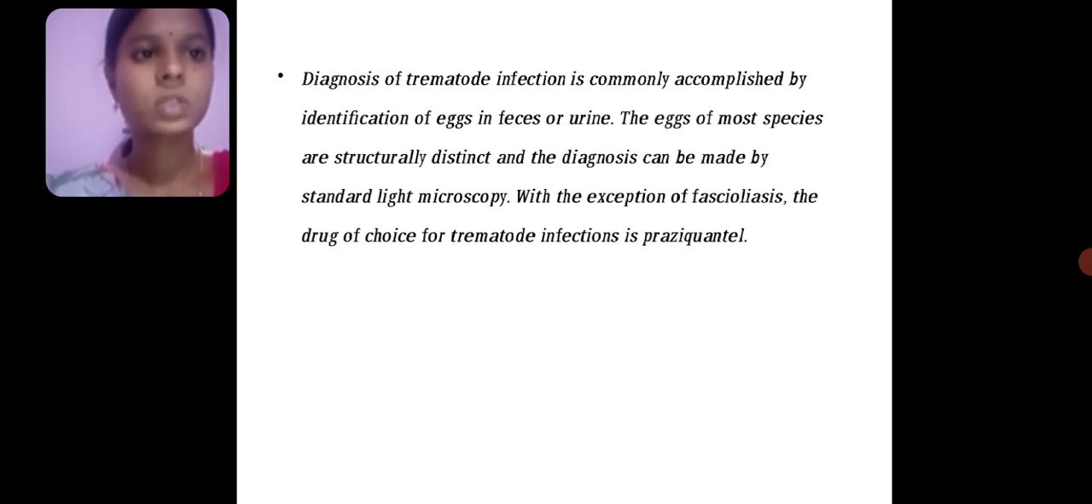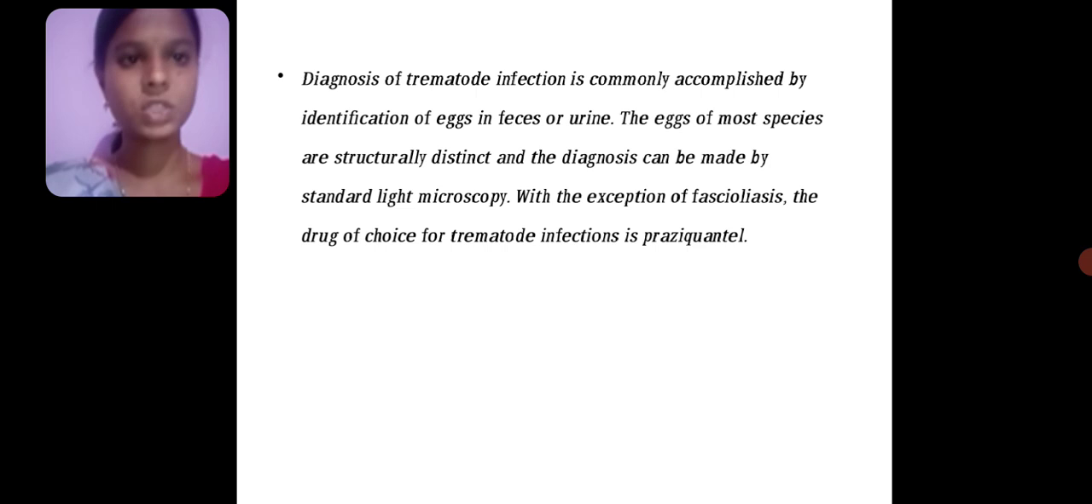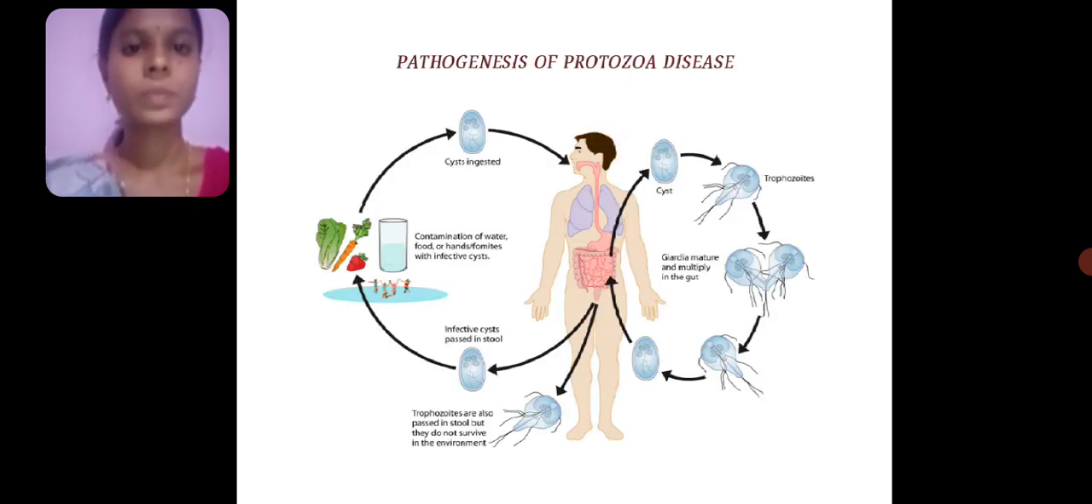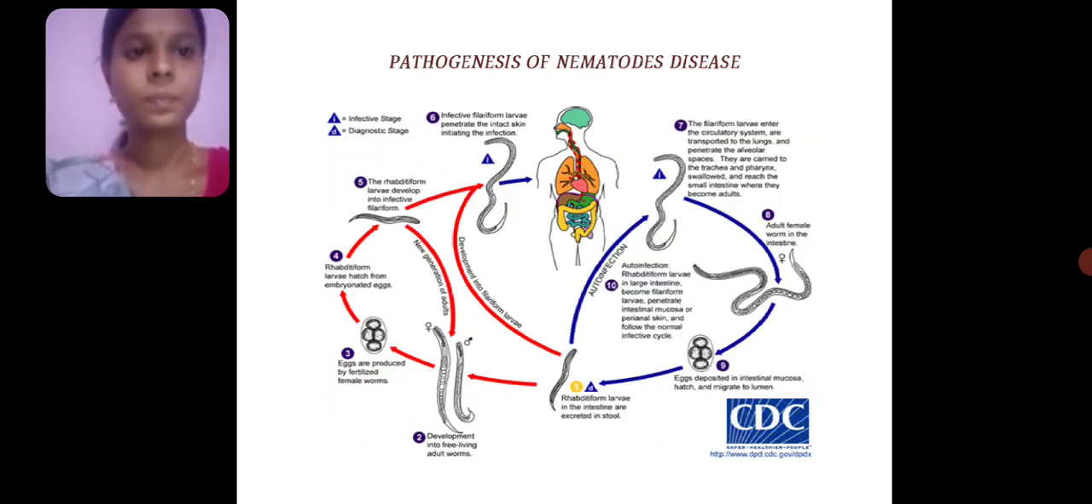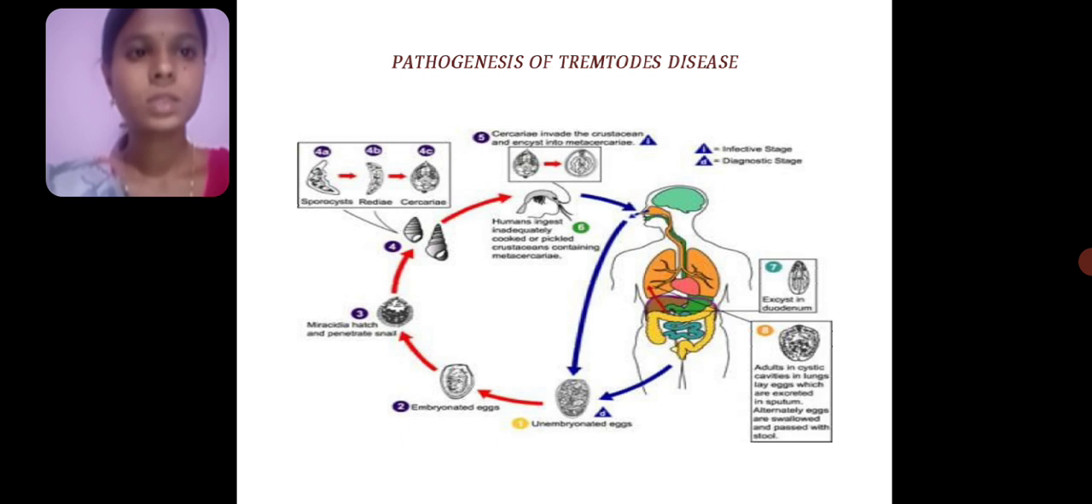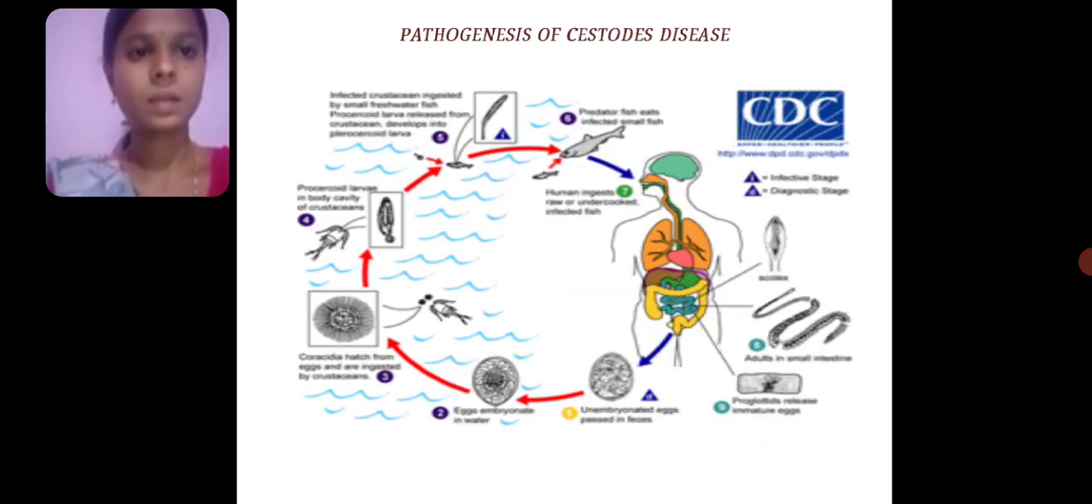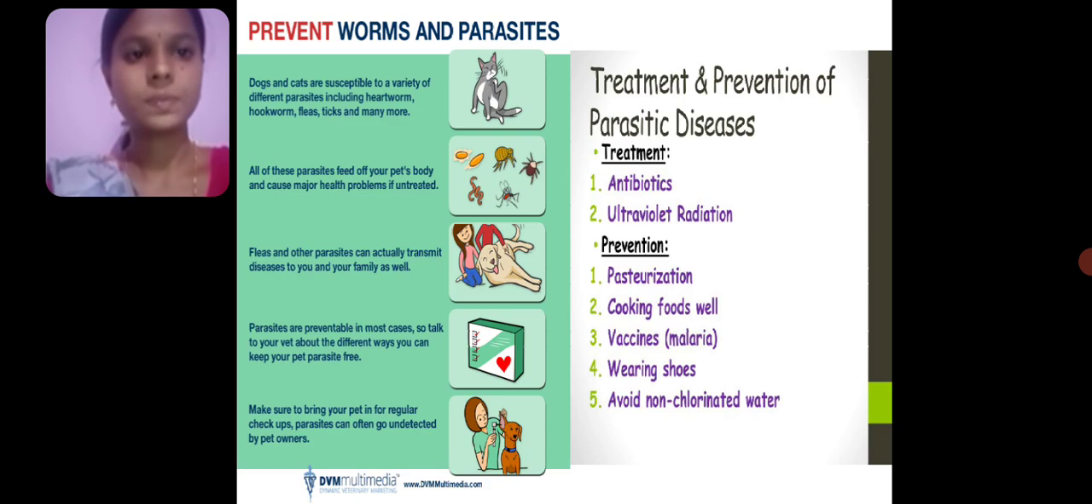Trematode infections are commonly diagnosed by identification of eggs in stool or urine. The eggs of most species are structurally distinct and the diagnosis can be made by standard light microscope. But in choosing the drug for trematode infections, precaution is needed. Pathogenesis of protozoa disease and life cycle. Pathogenesis of nematode disease and life cycle. Pathogenesis of trematode disease and life cycle. Cestode disease and life cycle.